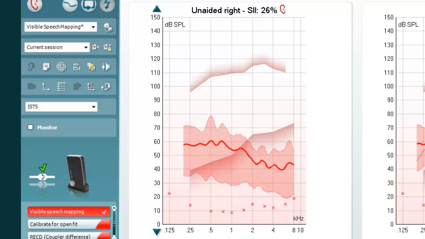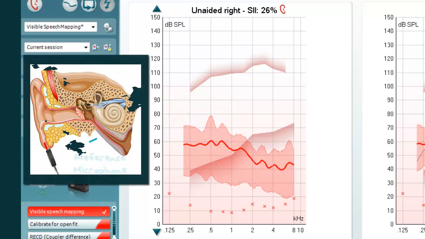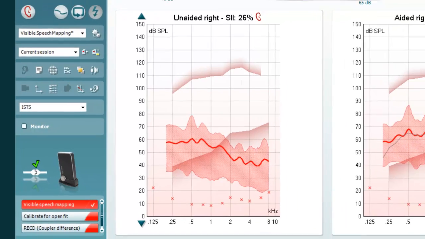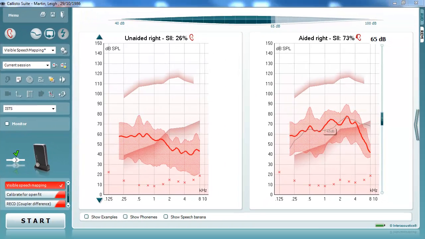The unaided graph also provides a frequency response curve. This is representative of what would be obtained without the use of a hearing aid. The graph is obtained by the reference microphone outside the ear. The unaided graph and its Speech Intelligibility Index can, for example, be used to demonstrate that despite a reasonable amount of audible information, the ear still clearly underperforms compared to the aided situation.